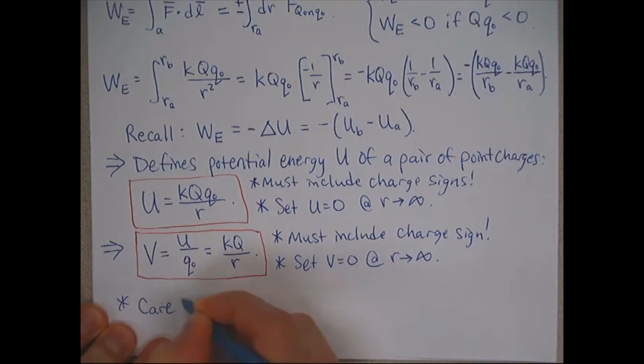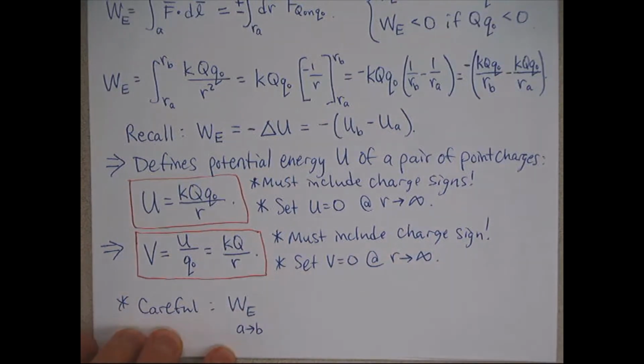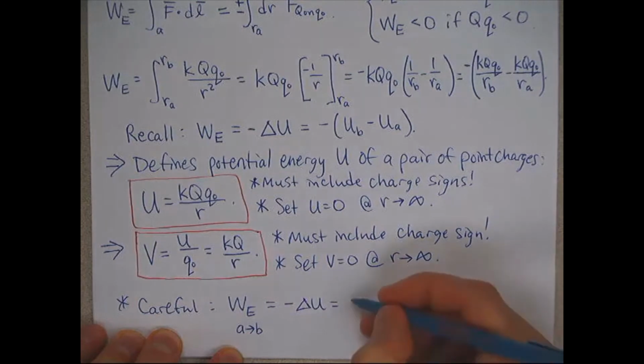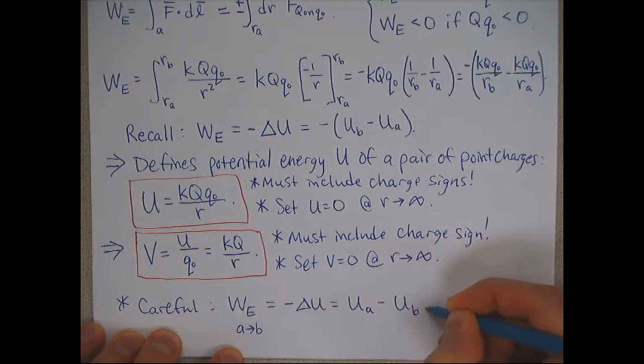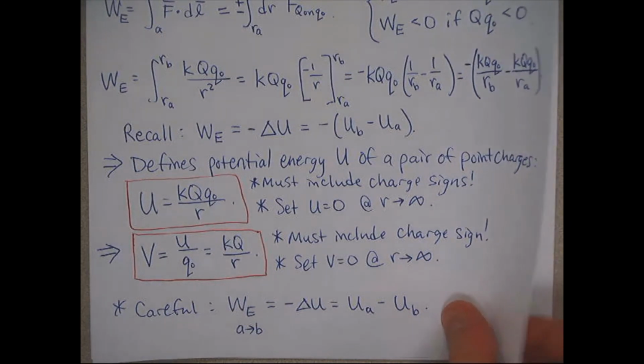And I would say be careful that sometimes the work done by the electric force going from A to B, which is the negative delta U, sometimes textbooks will write it as positive initial potential energy minus final potential energy. I don't care for that layout. I would rather keep it as the negative change, final minus initial. Well, that's the potential energy of a pair.